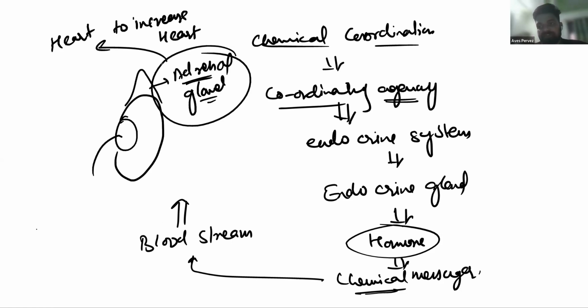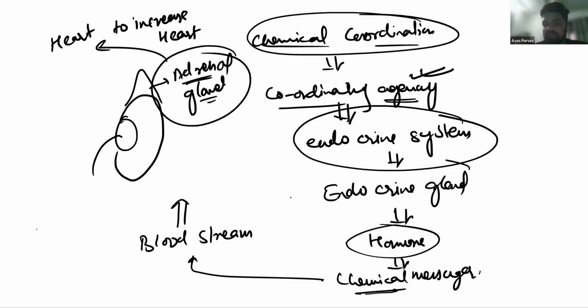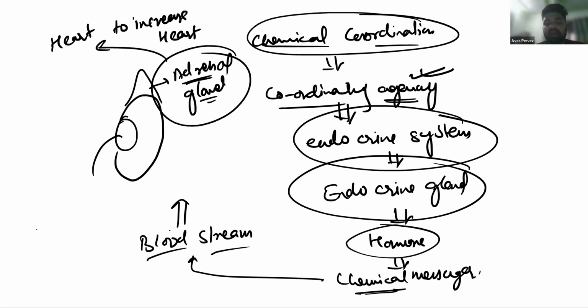If this blood, before reaching the heart, reaches the liver or the lungs, then those organs' functions will not be affected by this hormone. So hormones have a particular message for a particular target organ, and this target organ will work according to the message. Again: chemical coordination is done by a coordinating agency called the endocrine system. This system consists of endocrine glands that secrete hormones, and hormones are chemical messengers that go directly into the bloodstream, and from the bloodstream they reach the target organ.